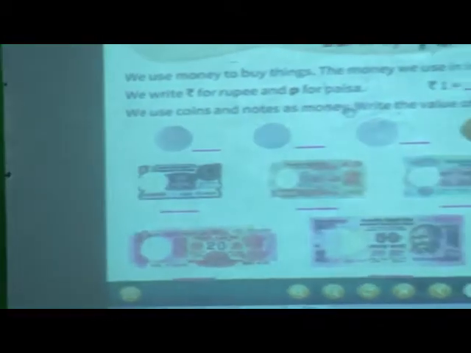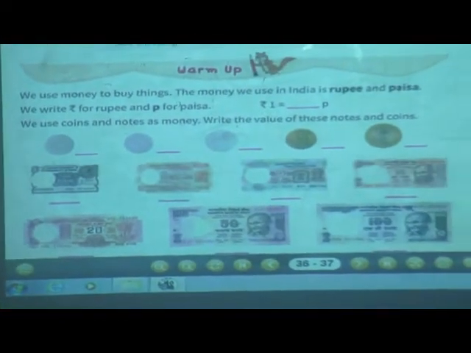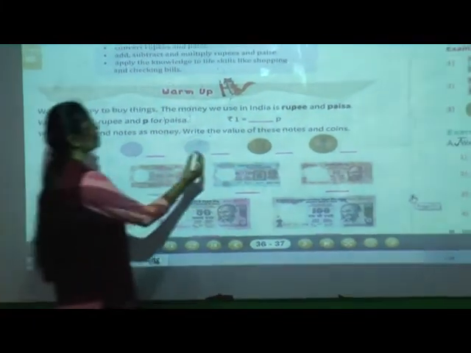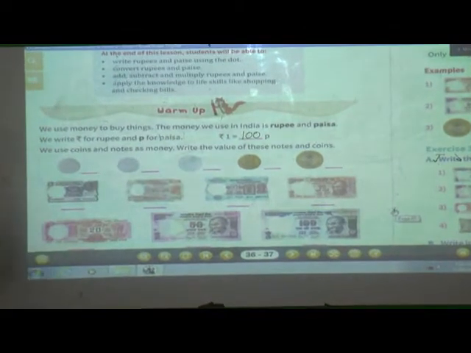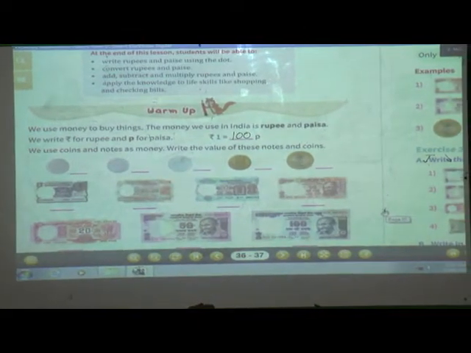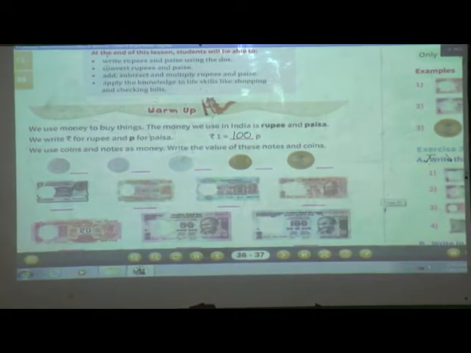Dear students, in our last session we started our new lesson, that is money, and we also completed exercise 3.1. So let us take a recap of the last session. In the money lesson we learned that 1 rupee is equal to 100 paise. Then we saw all the types of coins and money, rupees.